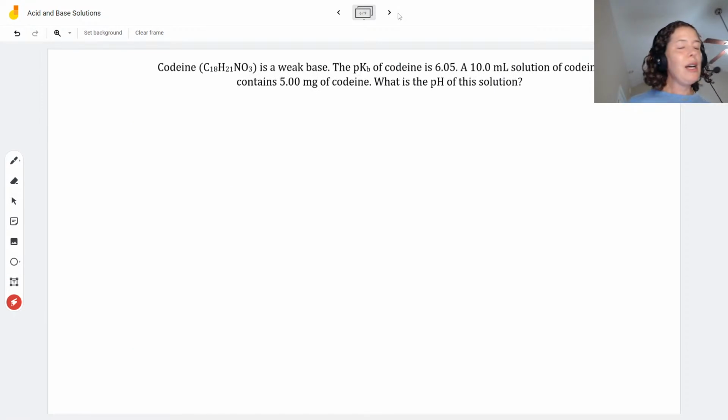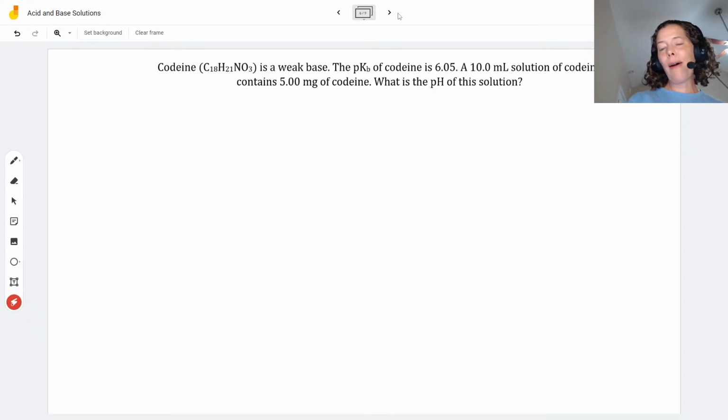Okay, so now we're on to codeine. All right, so there's codeine, and it is a really big molecule. Codeine is a weak base. The pKb of codeine is 6.05. A 10 milliliter solution of codeine contains 5 milligrams of codeine. What is the pH of this solution?